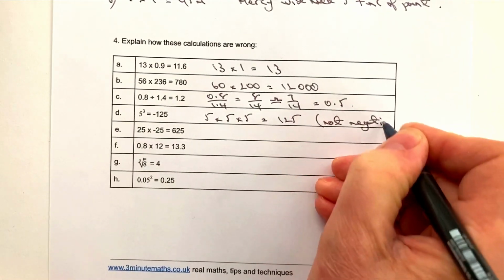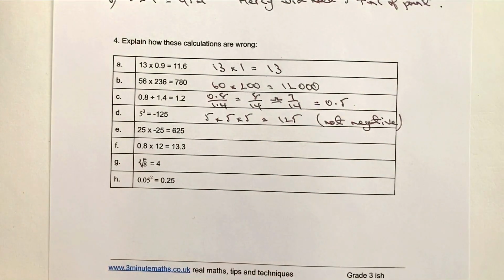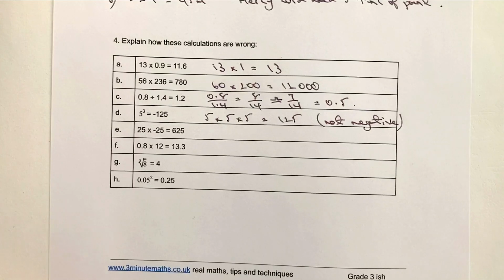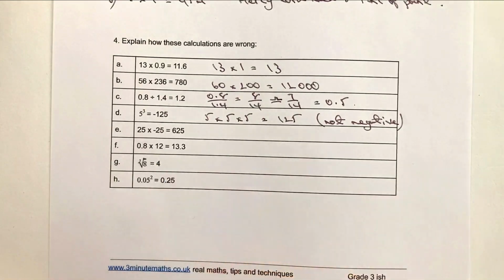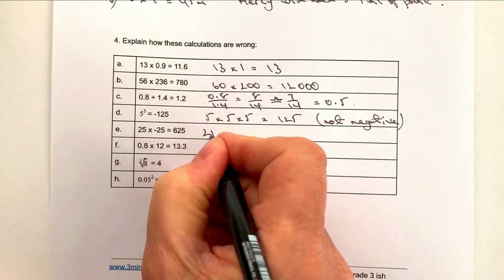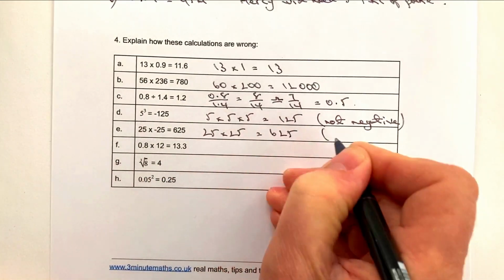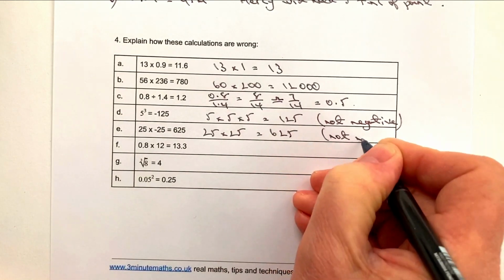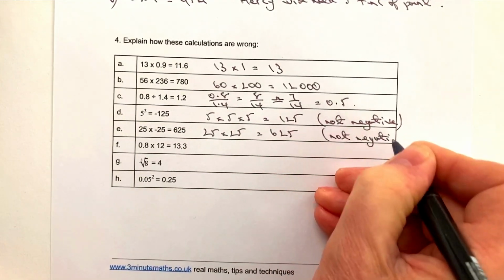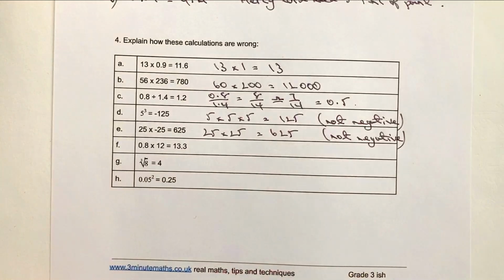Okay, let's have a look at the next one then. So it's a similar story actually. The next one, 25 times minus 25 would be minus 625, but this is actually a positive. 25 times 25 is 625, and again, it's not negative. Okay, so just be careful about the hidden negatives with these.